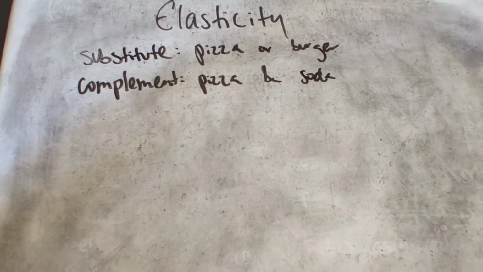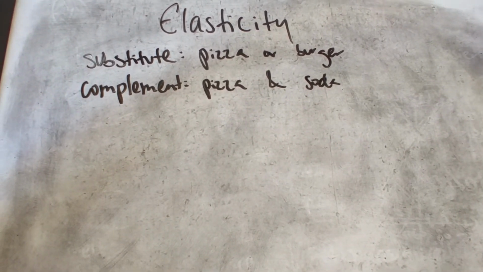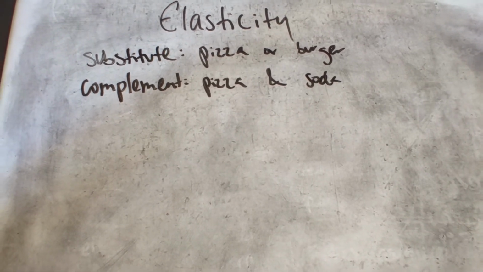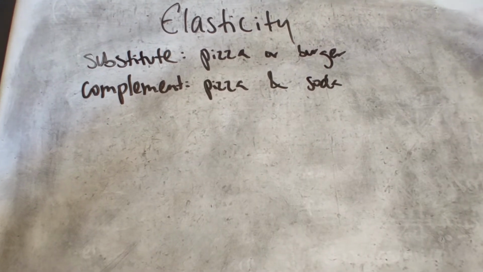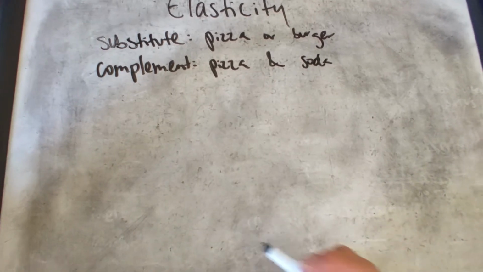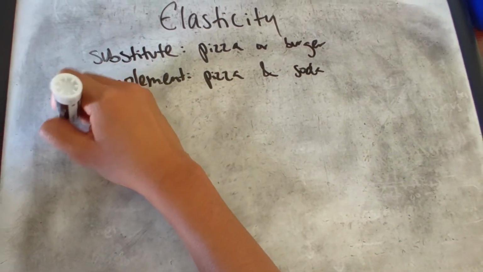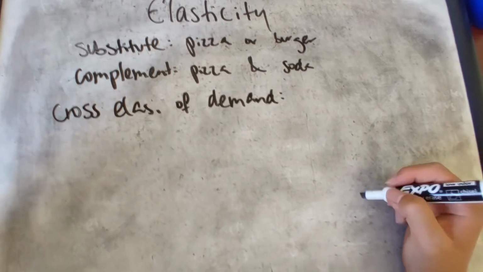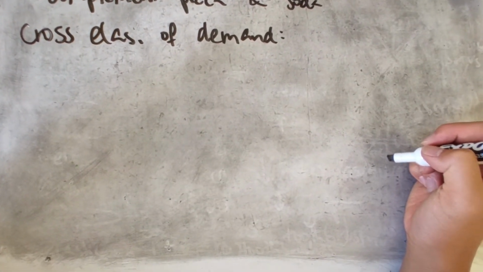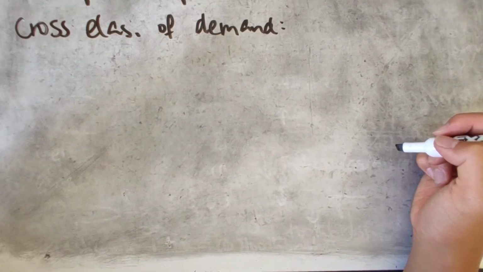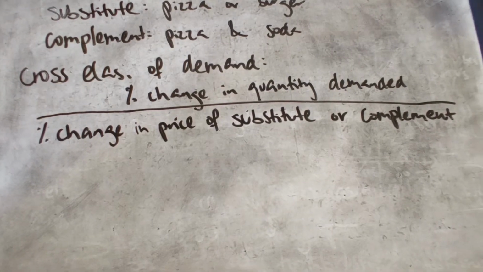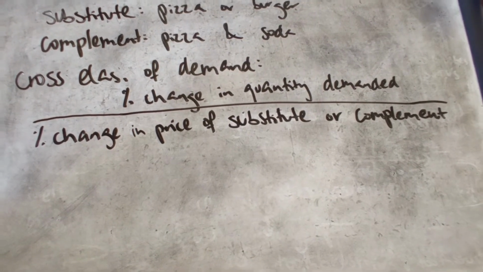But let's say you don't know if one object is a substitute or a complement to another. You could use elasticity to figure out whether the object is a substitute or a complement. And what we use here is called the cross elasticity of demand. What this does is that it compares the quantity of a good with the price of a substitute or a complement. And this is the formula. So before I give an example, let's just break down the logic behind this.